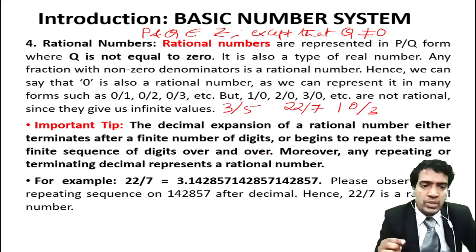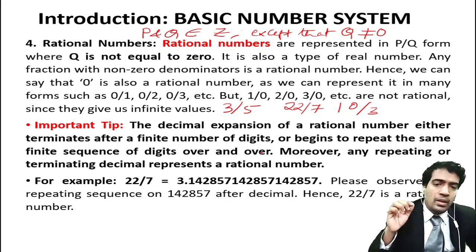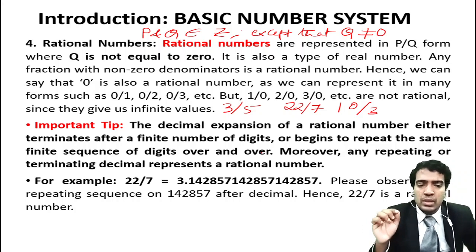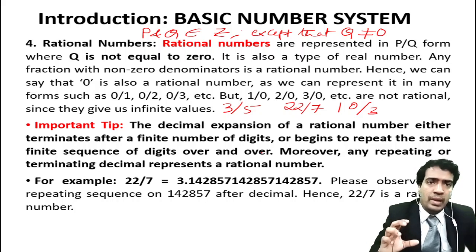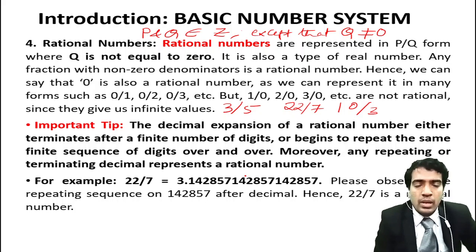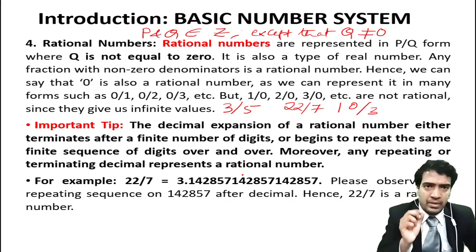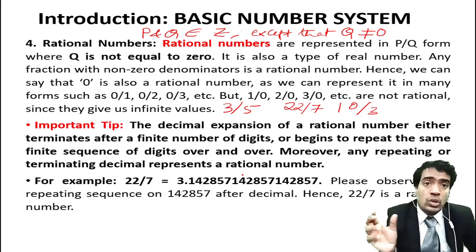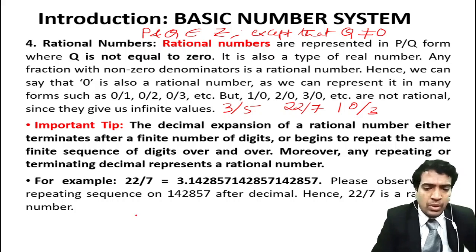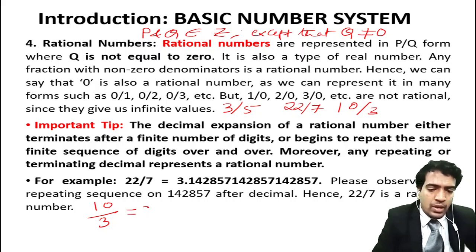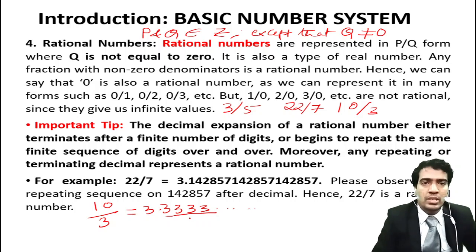And one of the important tips is, how do you understand whether a number is a rational number or not? Or what is the difference between rational number and irrational number? A rational number should contain a recurring decimal digit or a sequence of digits after the decimal. For example, you take the example of 10 by 3. What is this value? If you divide 10 by 3, you would get it as 3.3333, and it continues. This is a recurring number after the decimal.